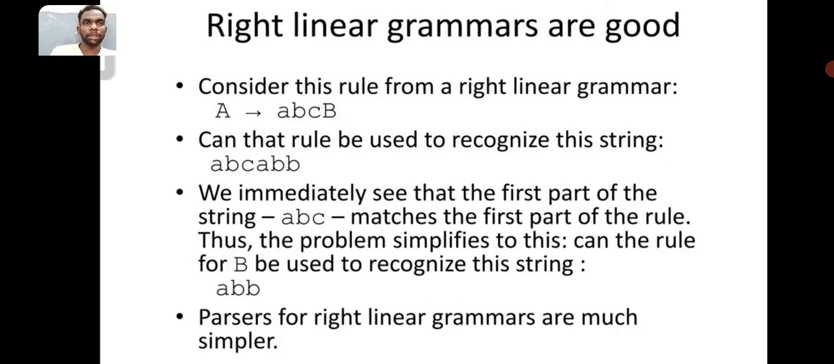Right linear grammars are good. Consider this rule from the right linear grammar: A implies a b c B. Can that rule be used to recognize the string a b c a b b? We immediately see that the first part of the string, that is a b c, matches the first part of the rule. Thus the problem simplifies to this: can the rule for B be used to recognize the string a b b? Parsers for the right linear grammar are much simpler.